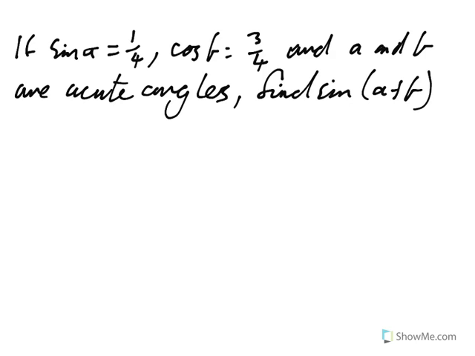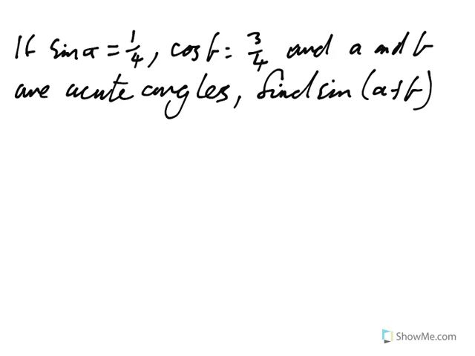Okay, so here's an example. If sine A equals 1/4 and cos B equals 3/4, and A and B are acute angles, find sine of A plus B. Okay, so the acute angles part just tells you that they're in the first quadrant, and in the first quadrant sine and cos are both positive.